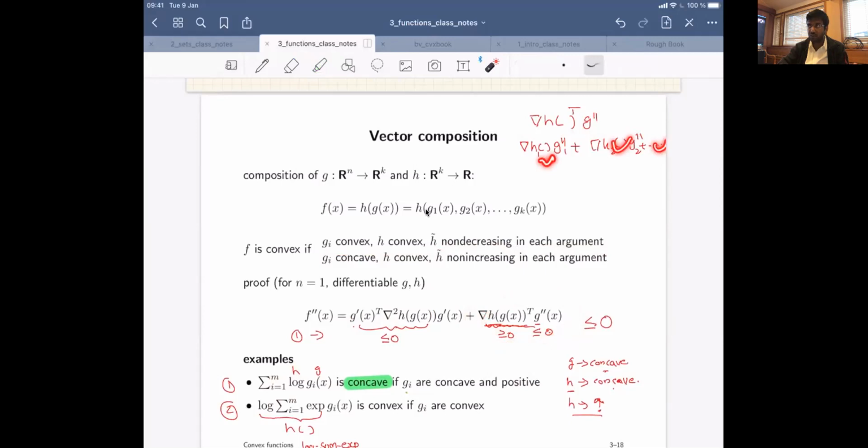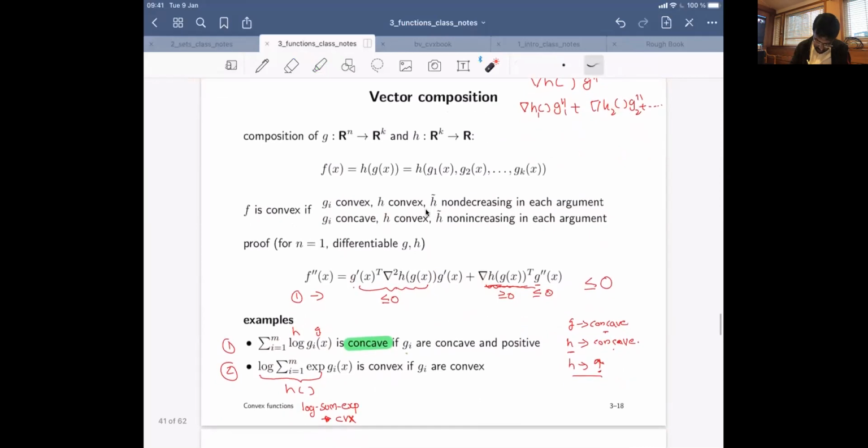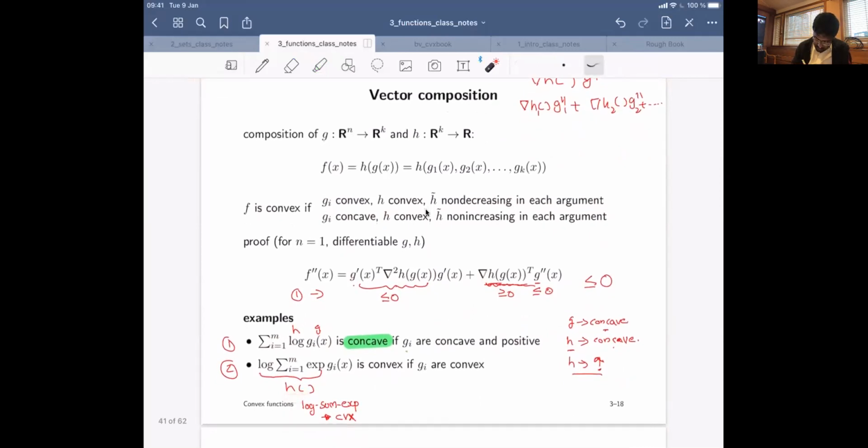So that's why we are ensuring that this should be satisfied in each argument. Yeah, so now we come to the next one. What is this function? This is log sum exponential, log sum exponential of g of x. We already saw in the last class that this function, log sum exponential, is convex. You can refer to the last class. So now I have a convex function, and g is convex.